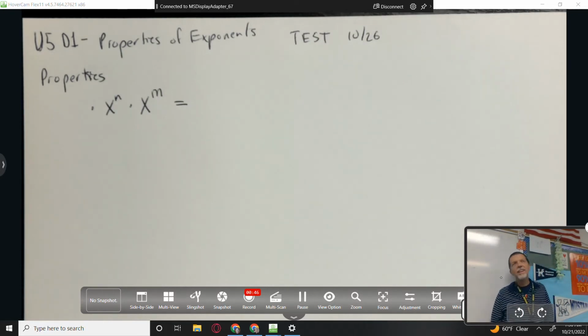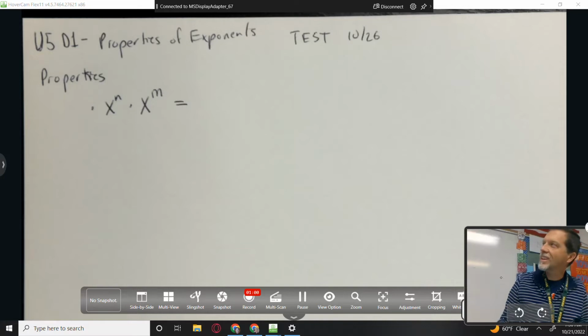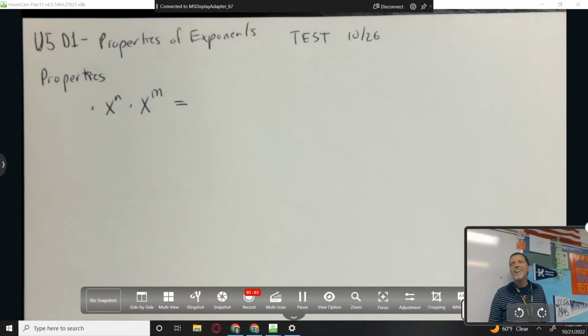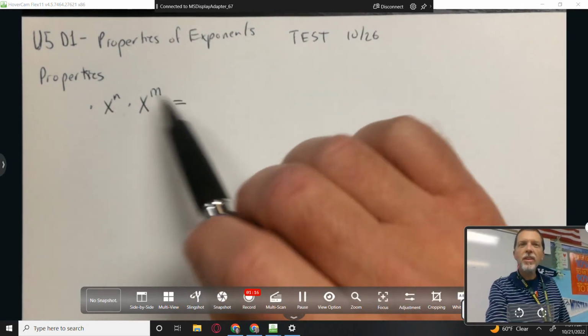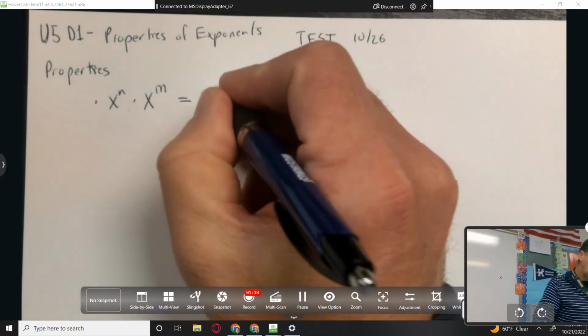Find out. x to the n times x to the m. Do you remember what you do with those exponents? You add them. So that would be x to the n plus m.